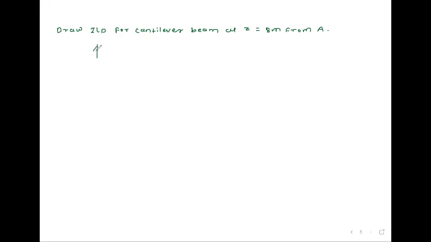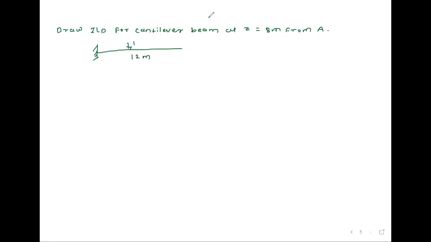So here cantilever beam is given. Total span is 12 meter. Suppose 1 unit load is applied. Here load is not matter, only you require this span. Now here draw ILD for cantilever. That means you have to draw ILD for RA, ILD for MA, shear force and bending moment. If particularly mentioned, draw ILD for shear force and bending moment, at that time only those. If question is not particular, at that time you have to write all.